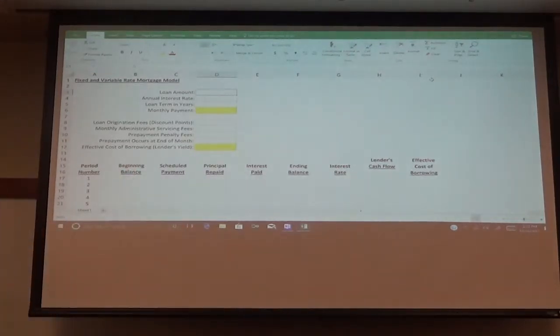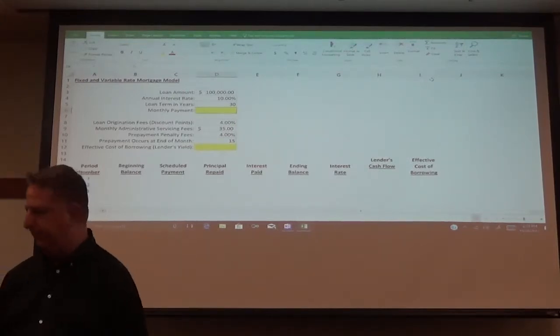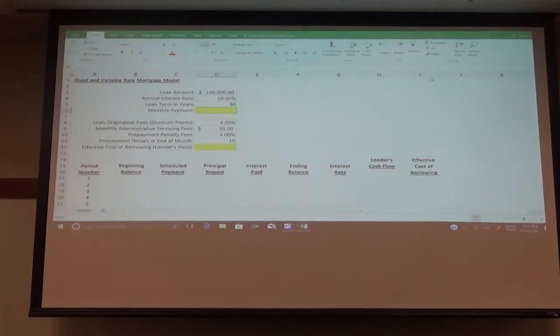Let's start with the easy part: putting in the things that we absolutely know, specifically the loan amount. So $100,000, type that in. Interest rate, 10%. Term of the loan, 30 years. Leave the monthly payment blank for the moment. Skip on down: 4% for loan origination fees, $35 a month for monthly administrative fees, 4% for prepayment penalty, and the prepayment occurs at the end of month 15. Everybody got those pieces of information in? I'll give you a couple of seconds. Can you guys see that in the back okay? Okay, all right.